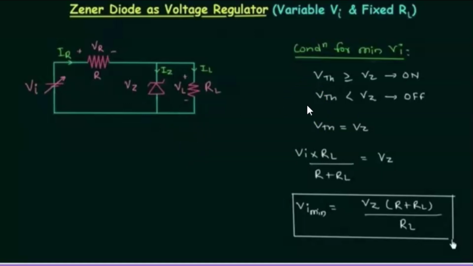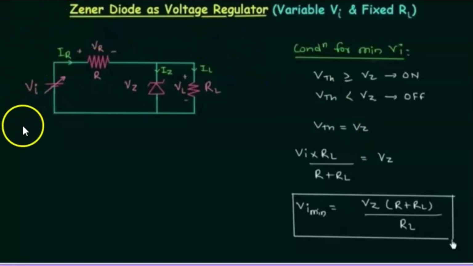Now we have to find the condition for the minimum input voltage and the maximum input voltage. So we know that when the Thevenin voltage is greater than or equal to Vz, that means a Zener diode is on, and when the Thevenin voltage is less than Vz, that means a Zener diode is off. तो यहाँ पे हम लोग assume करेंगे हमारी condition, which is Vth is equal to Vz.